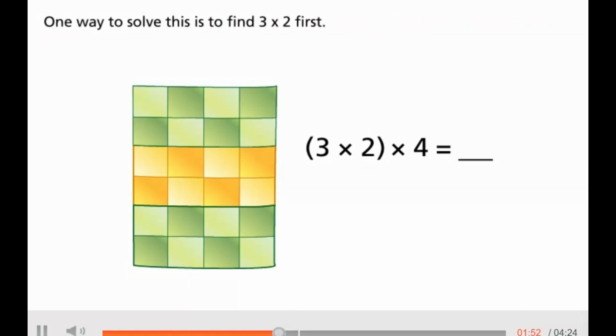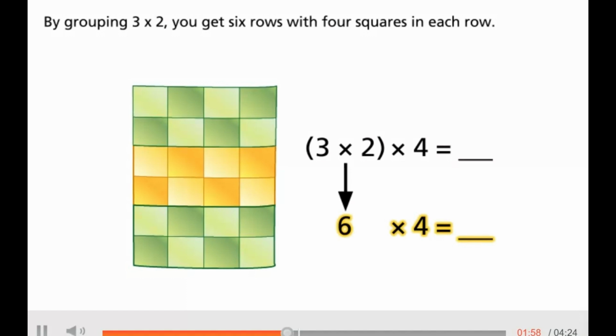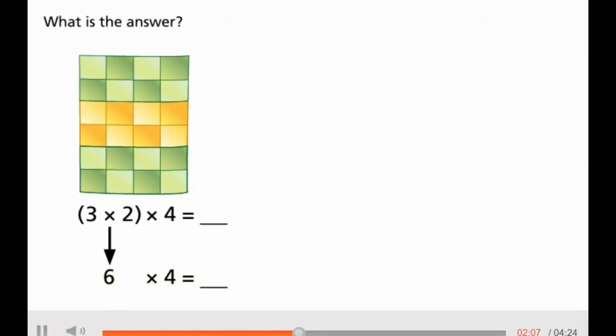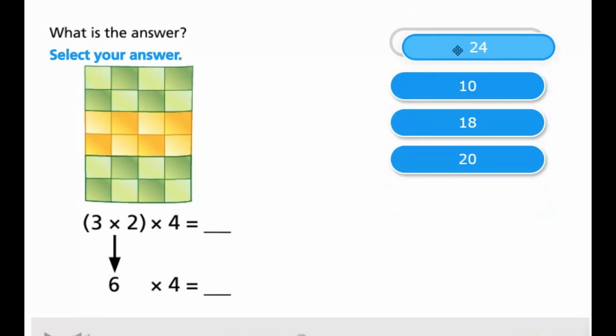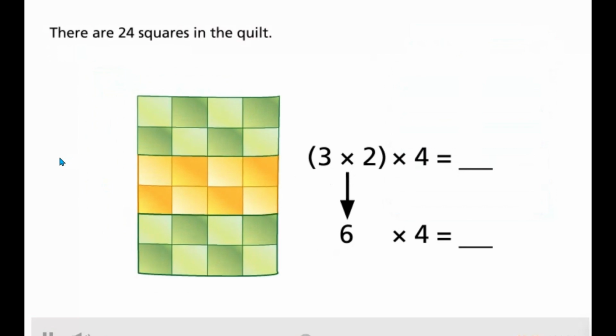One way to solve this is to find 3 times 2 first. By grouping 3 times 2, you get 6 rows with 4 squares in each row. What is the answer? Select your answer. There are 24 squares in the quilt.